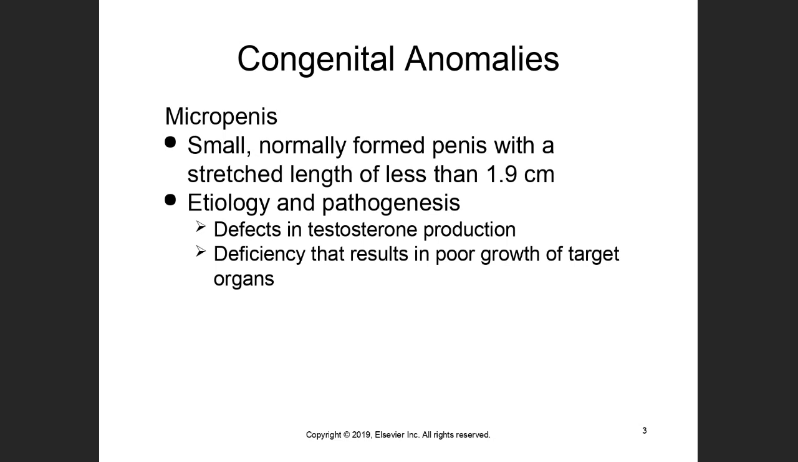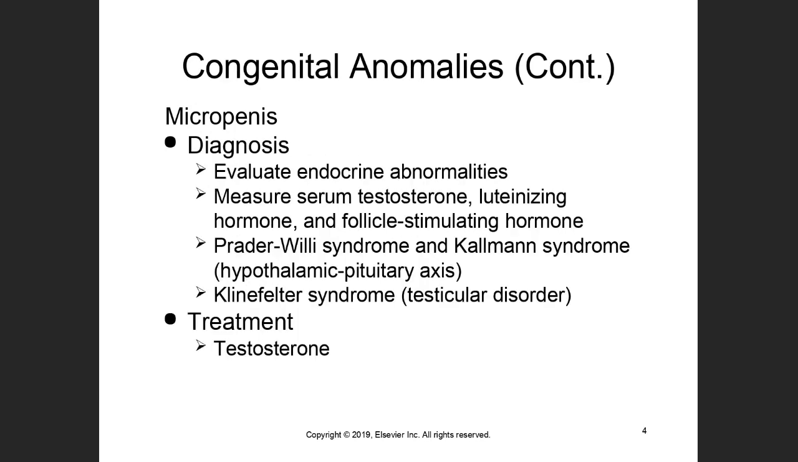Etiology and pathogenesis: defect in testosterone production most of the time, and the deficiency results in poor growth of the target organ. Diagnosis: evaluate endocrine anomaly, measure serum testosterone. Of course, we have to measure testosterone because it's the one that facilitates the expression of secondary sexual characteristics, and one of the secondary sexual characteristics in males is the penis. Okay. Also LH, FSH, those are other hormones that we also check.